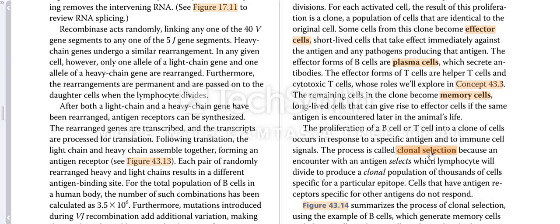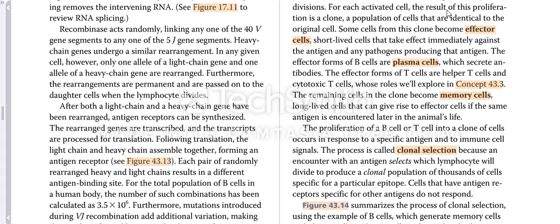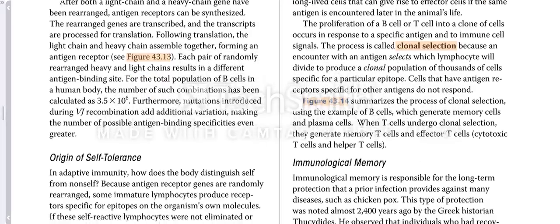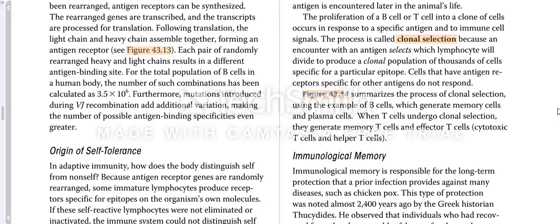Clonal selection simply selects what will be cloned. If you need to pause here to read this, I'm just going to say it. It selects what will be cloned when a certain antigen comes through. Figure 43.14, which we'll end on, summarizes clonal selection. B cells generate memory cells and plasma cells. T cells generate memory cells and effector cells.